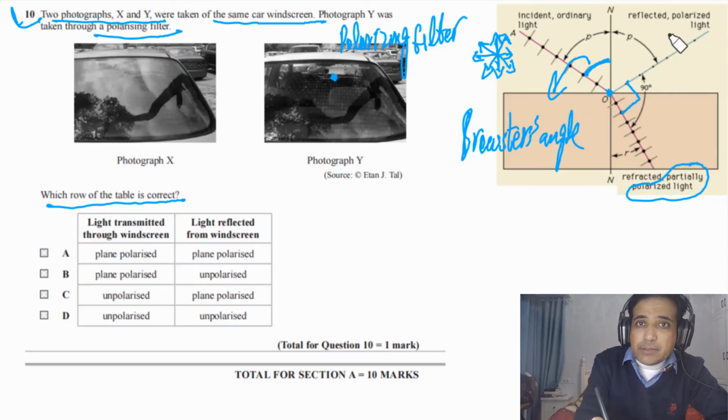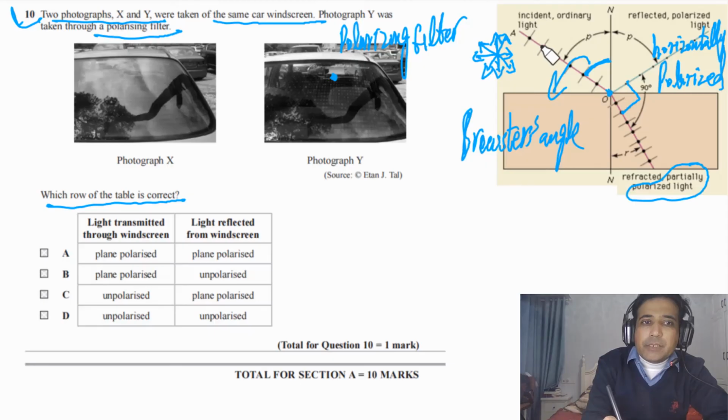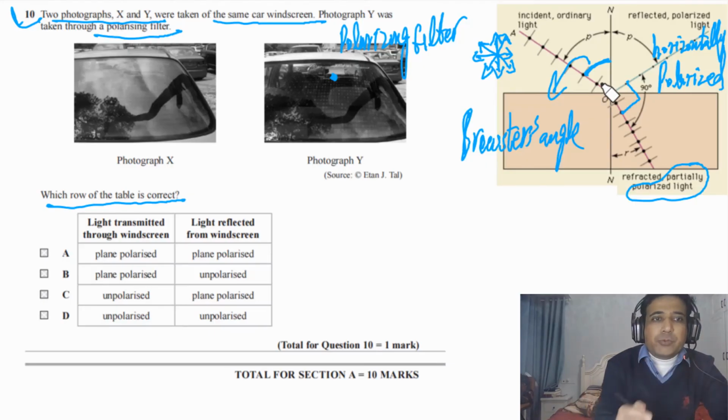And this light then will be horizontally polarized. So we can say this will be horizontally polarized. So this one is polarized, this is partially polarized, and this one is unpolarized.